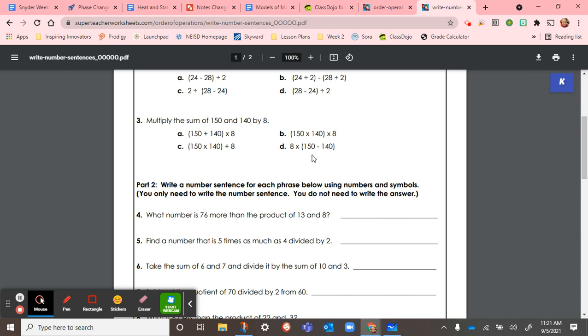So just like how they have the expressions here, how would you put 76 more than the product of 13 and 8? So find those things where you're grouping. So like product of 13 and 8, I'm going to have to group that together. And then how do I find 76 more? So just think about how you could write that as an expression.